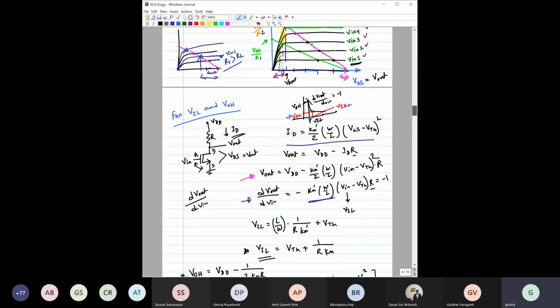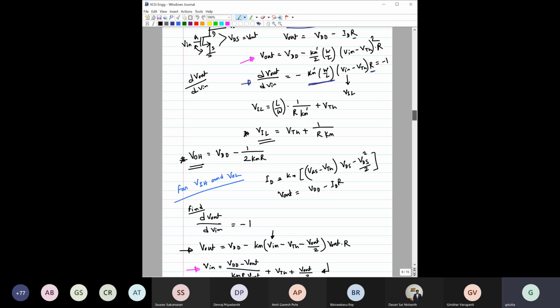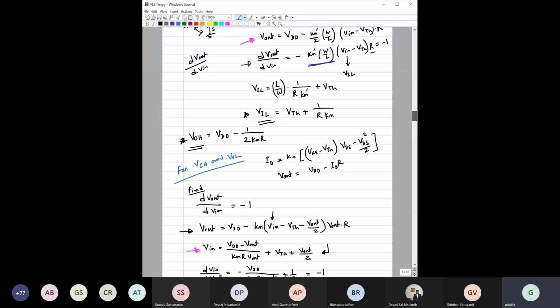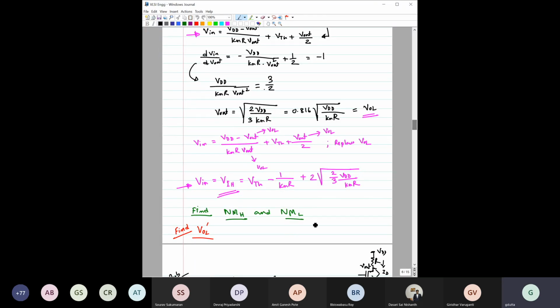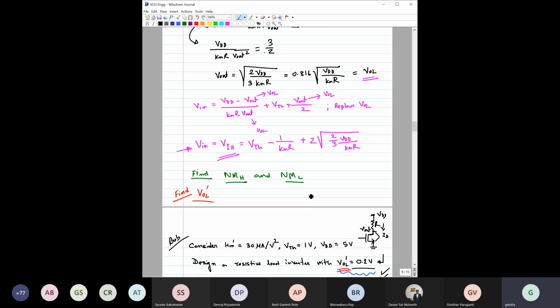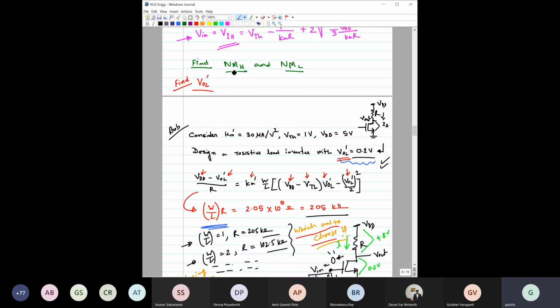And we have done one example. It's not a numerical one, but an analytical one. But obviously, if the values are given, you can always find the values. From here you can find the noise margin high and noise margin low, which are very important parameters in any digital IC design.